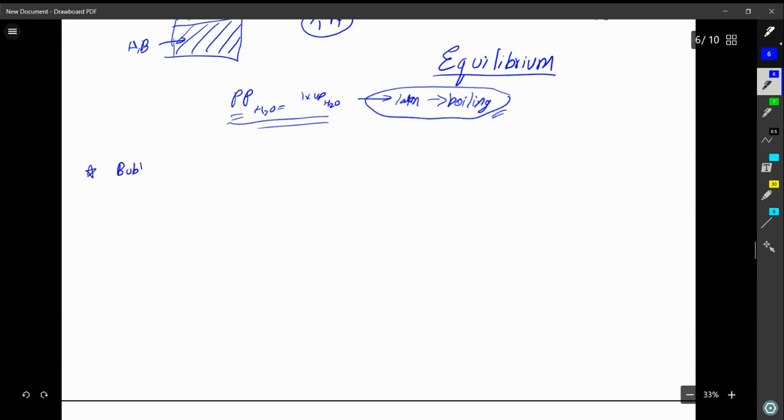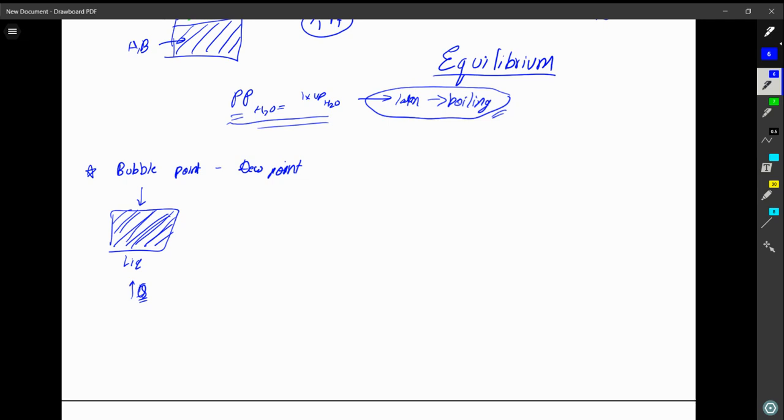Now we come to another point. It is called bubble point and dew point. So basically, for bubble point, you have a complete liquid. There is not a single mole of gas, not a single millimole of gas inside it. So this is a complete liquid, and you keep on heating it. The minimum temperature at which the first gas bubble forms is called the bubble point. So yeah, the word bubble suits there.